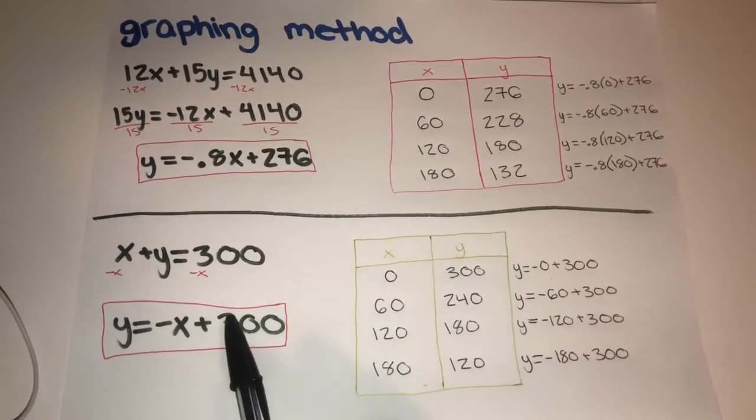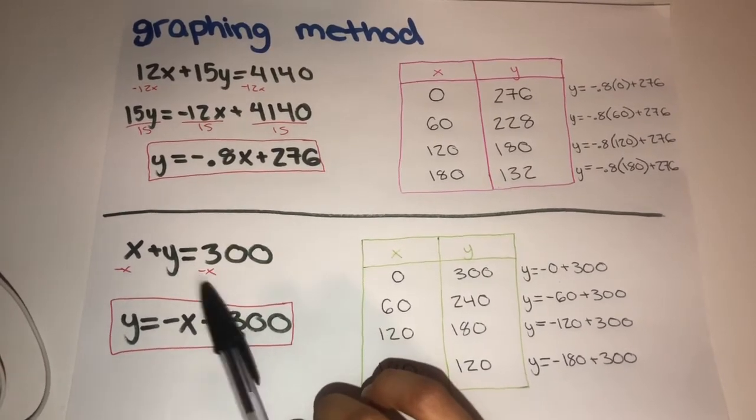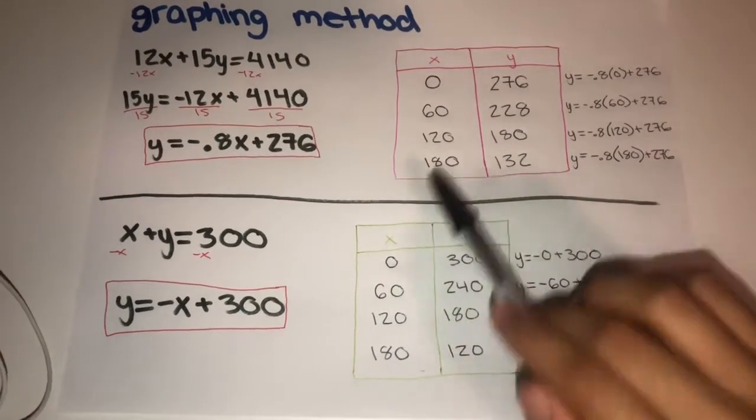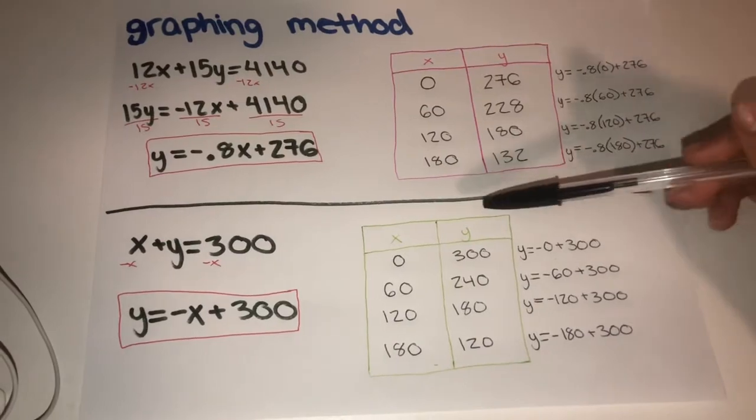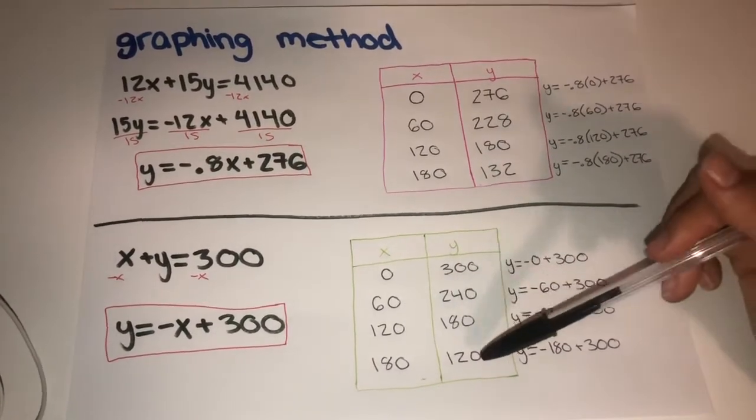And then for the last equation, it was just x plus y equals 300. So I subtracted x, so it was y equals negative x plus 300. I used the same x values for both equations, and I plugged them in the same way, and it was 0, 300; 60, 240; 120, 180; and 180, 120.